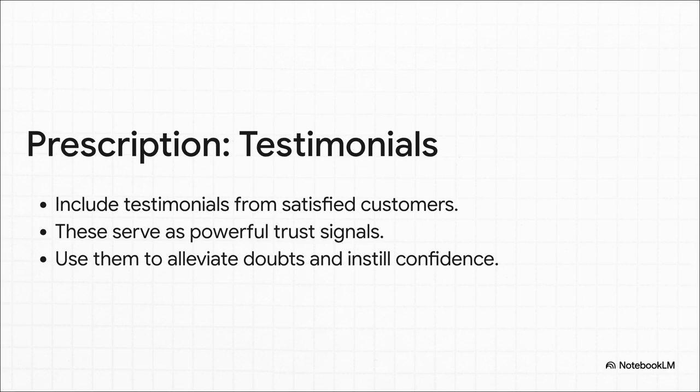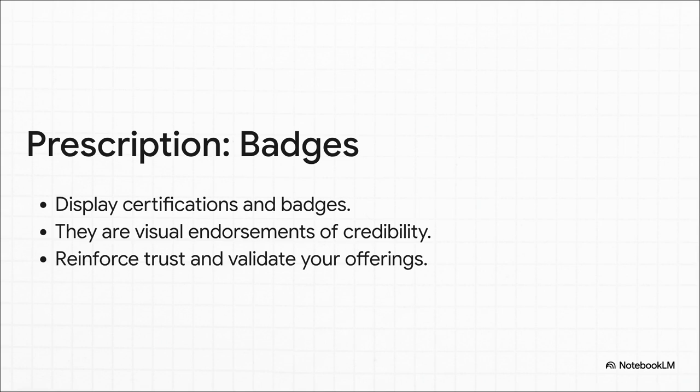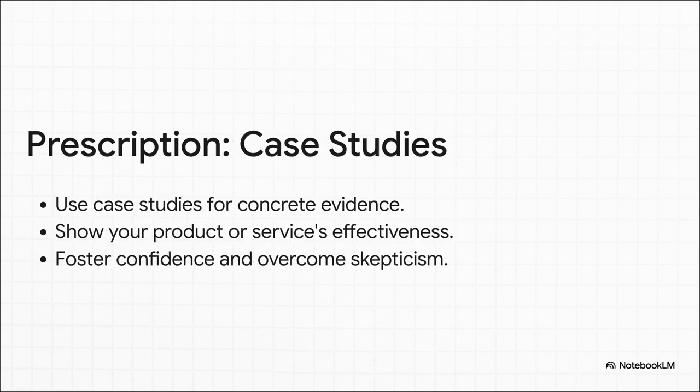The first part is social proof, testimonials. Using the words of real, satisfied customers is 1,000 times more persuasive at getting rid of doubt than anything you could ever write yourself. Next, you add visual endorsements. Things like security badges, industry certifications, or awards. These are powerful little visual shortcuts that build credibility and immediately signal that your offer is the real deal. And finally, for the true skeptics, you can showcase detailed case studies. This offers concrete, undeniable proof that you deliver on your promises. It really is the ultimate trust builder.